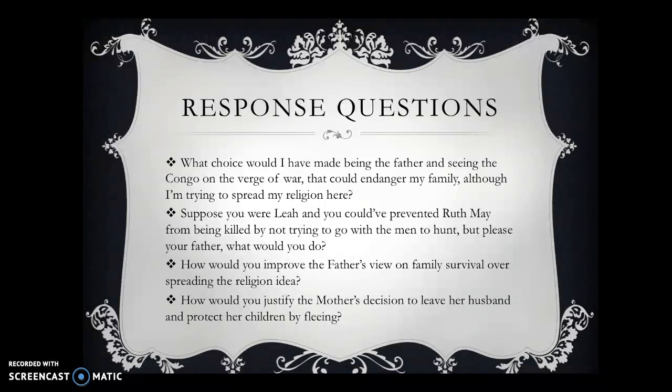The next question is, how would you improve the father's view on family survival over spreading the religion idea? I would try to have him realize that if he wants his family to survive, he must put his family over him spreading religion, although he may not want to see that because he's a reverend and that's his main job, to spread religion. And the final question is, how would you justify the mother's decision to leave her husband and protect her children by fleeing? I see it as justifiable because she put her children over herself and her husband to protect them so they wouldn't be killed, which is something a mother should do.